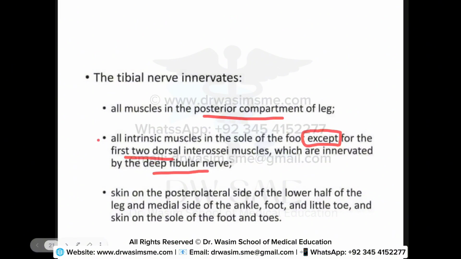Now, apart from the motor innervation, it also supplies the skin. It also has some sensory supply. That is the posterior lateral side of the lower half of the leg, the medial side of the ankle and foot and little toe, and the skin on the sole of the feet and toes.